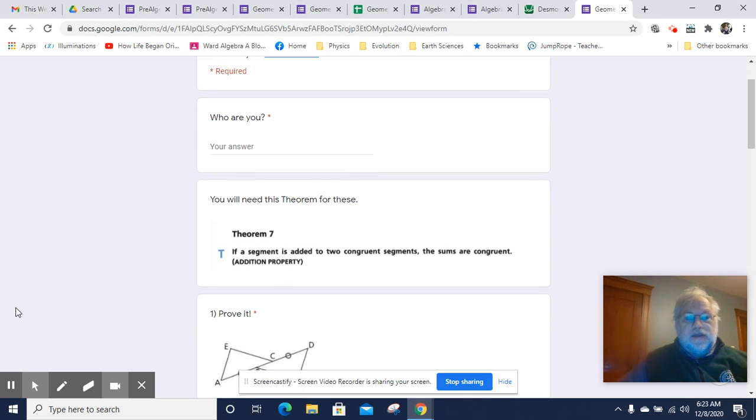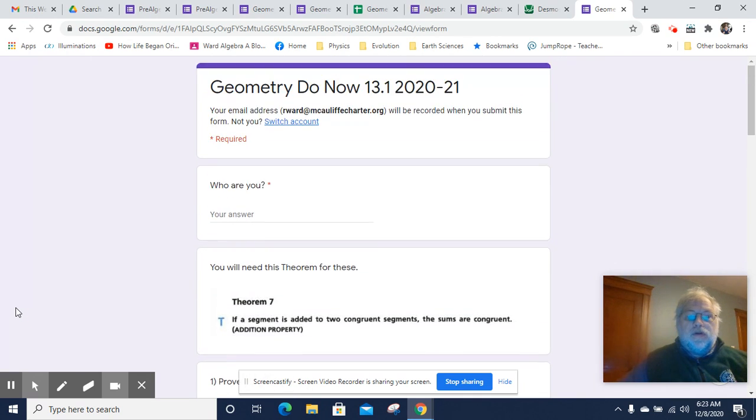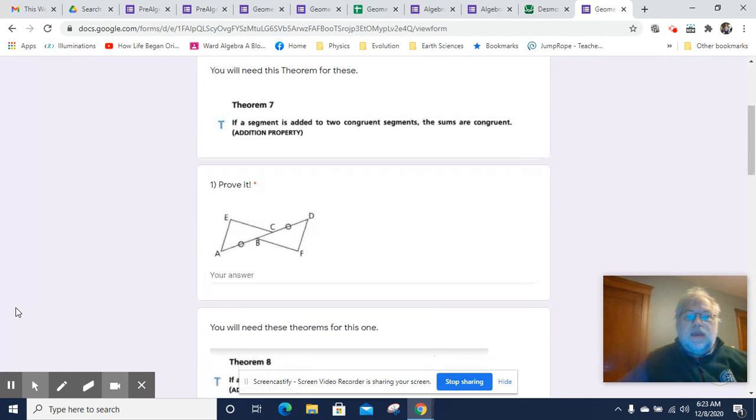I'm going to do a short video key for Do Now 13.1. And here's our first question. We're going to be applying this theorem: if a segment is added to two congruent segments, the sums are congruent. This is called the addition property.